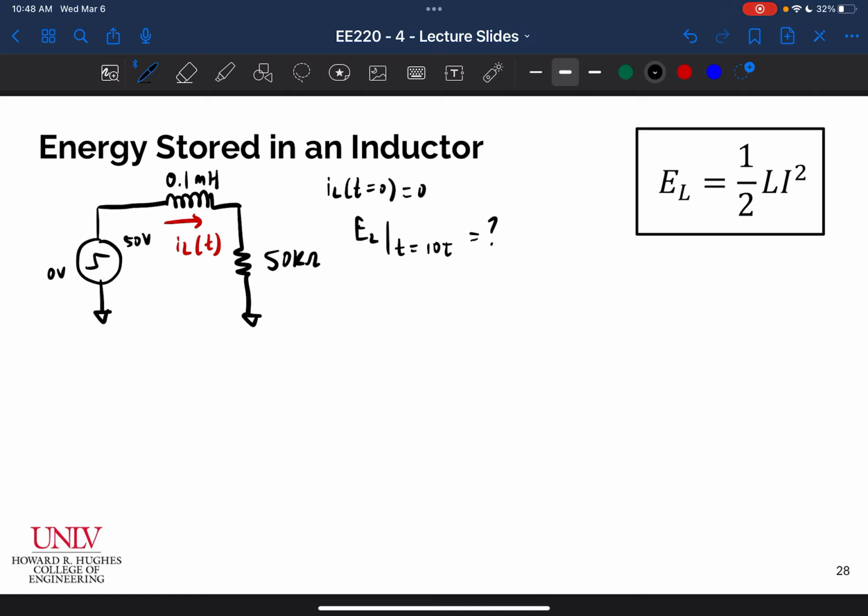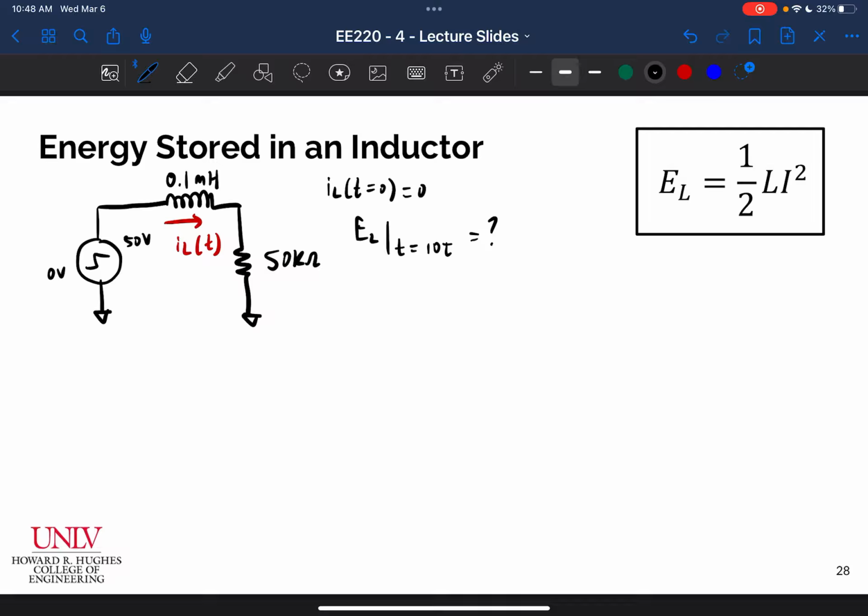So we know that the inductor will fully energize after around 5 time constants, similarly to the capacitor charging at around 5 time constants. So 10 time constants later should be at the full final value of the current. Well, if we recall correctly, once the inductor is just behaving like a short at DC, this voltage will be 50 volts because this will have pulsed.